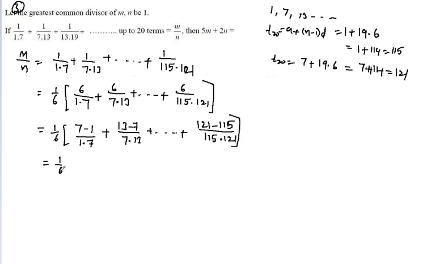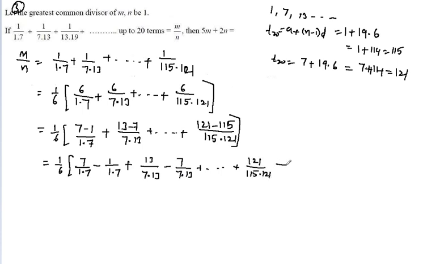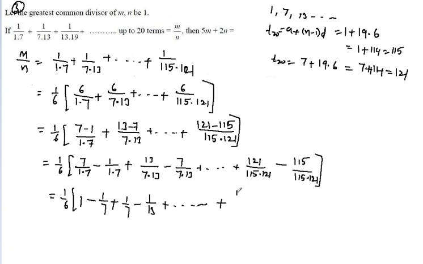So that is equal to 1/6 into [7/(1×7) − 1/(1×7) + 13/(7×13) − 7/(7×13) + up to 121/(115×121) − 115/(115×121)]. Here 7 is cancelled, that is 1/6 into the first term 1/1 − 1/7 plus 1/7 − 1/13 plus up to 1/115 − 1/121. By the telescoping method, all these terms are cancelled. That is equal to 1/6 into (1 − 1/121).